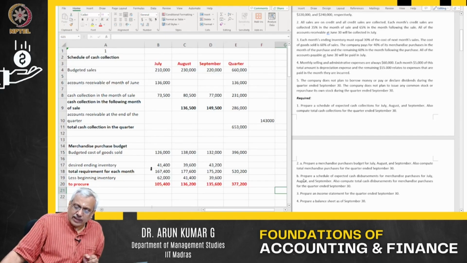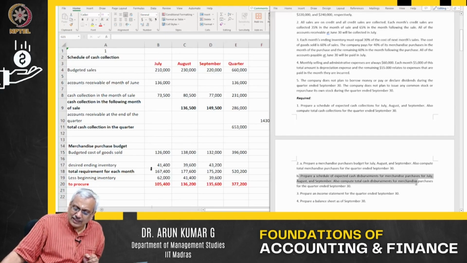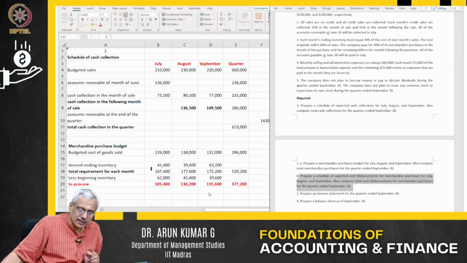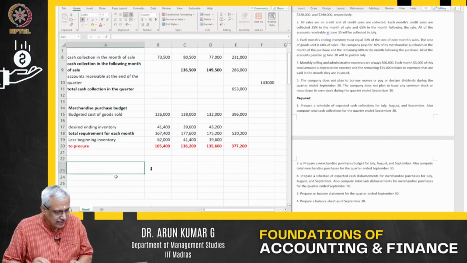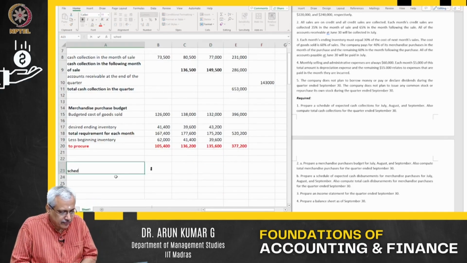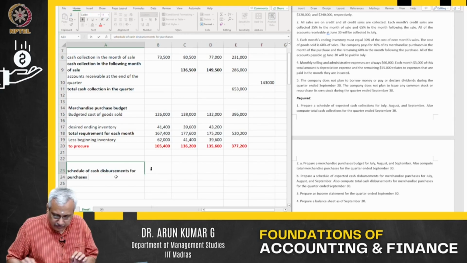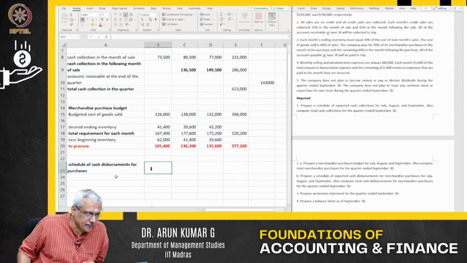Prepare a schedule of expected cash disbursements for merchandise purchase of July, August, September. Also compute total cash disbursement for merchandise purchase for the quarter ending September 30. Let us look at that. Now I move to the next schedule, the schedule of cash disbursement for purchases. For purchases alone, let's keep it this way.